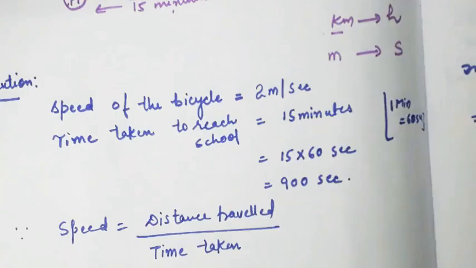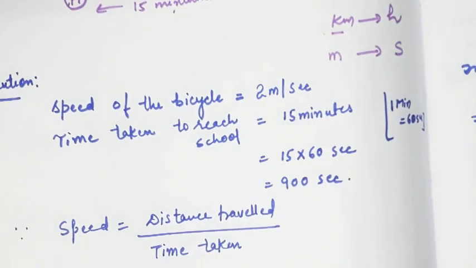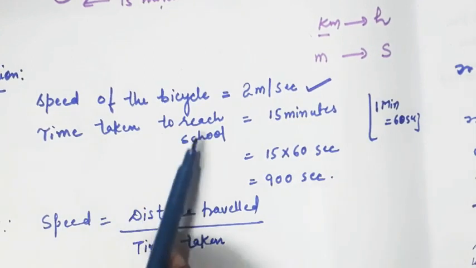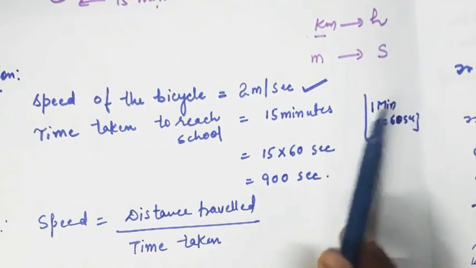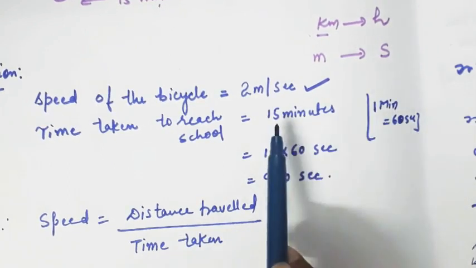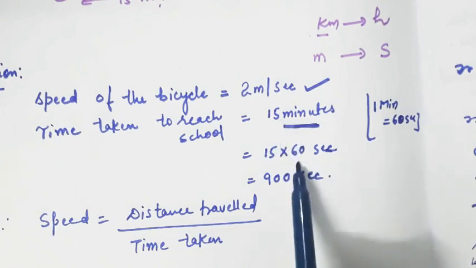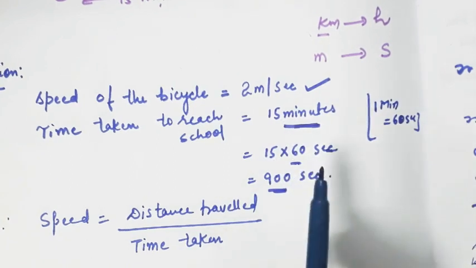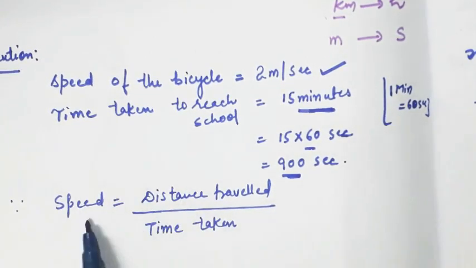So here we go. The speed of the bicycle is already given to us, that is 2 meters per second, right? And the time taken to reach the school by bicycle is 15 minutes. We know that 1 minute is equal to 60 seconds, so we can easily convert this minute to seconds by multiplying with 60, and we get the result 900 seconds.